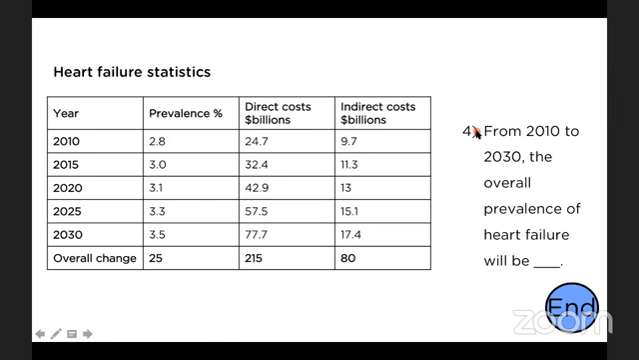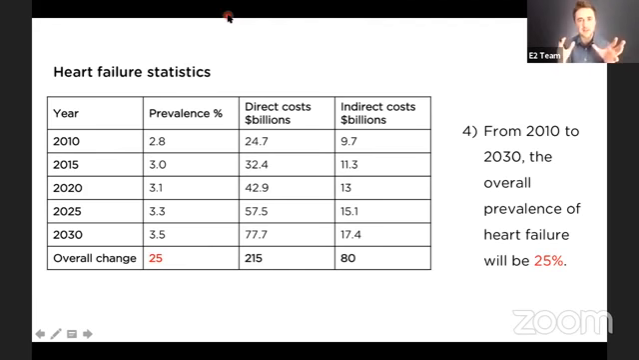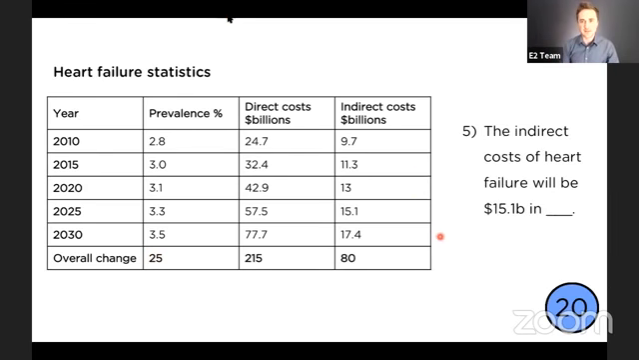From 2010 to 2030, bang. So we go 2010 to 2030. Okay. The overall prevalence, and we know we're looking here, the overall prevalence of heart failure will be 25%. It's not a great question, actually. It should have said the overall change in prevalence. So my apologies. If you got that one wrong, that's my fault. It should have been the overall change in prevalence should be 25%. That's a better question. Here we go.